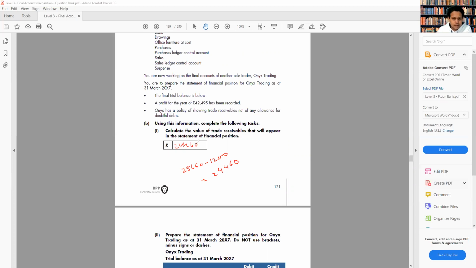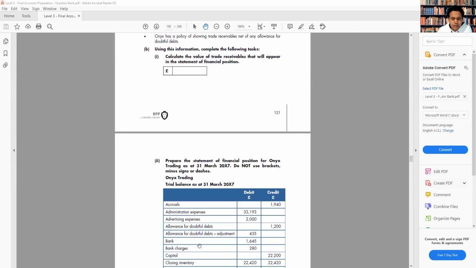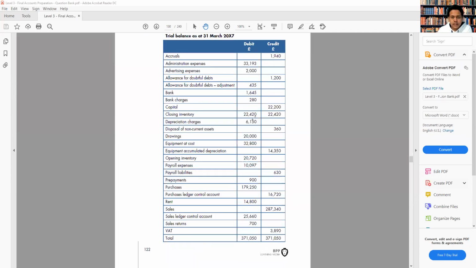That's it. Remember this profit figure, 42,495, because when we do our capital section, we need this figure. Let's move on. Again, we'll do it on the corner so that we can see the question and you can do the answer as well. So first we start with our non-current asset, NCA.